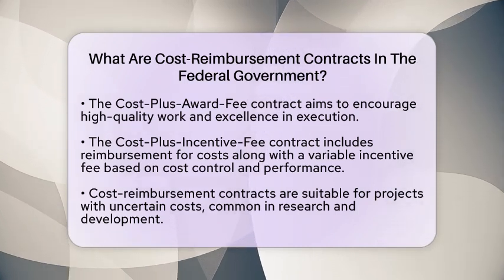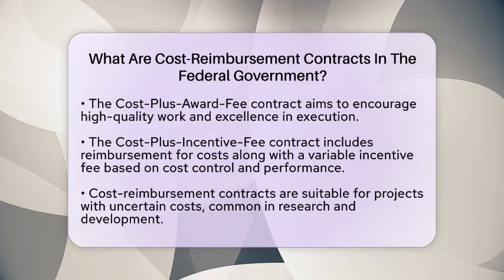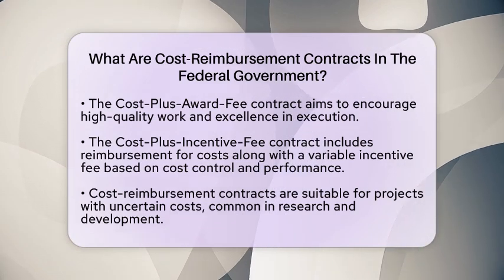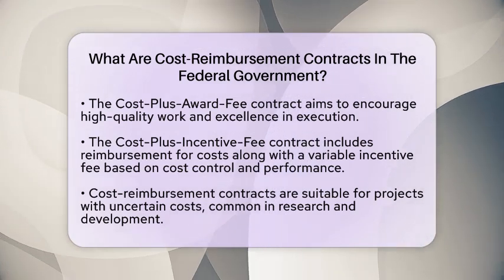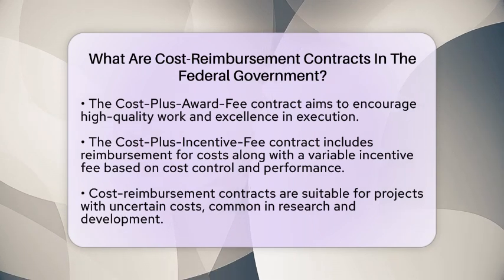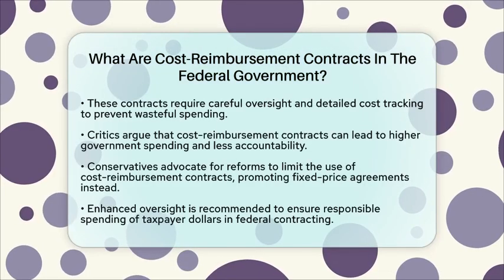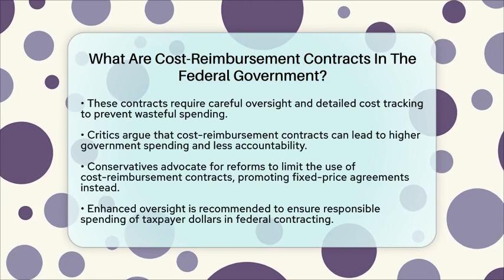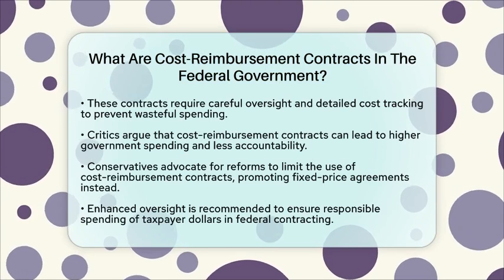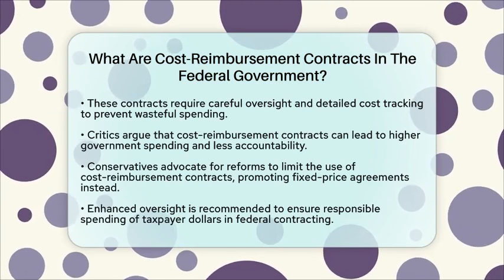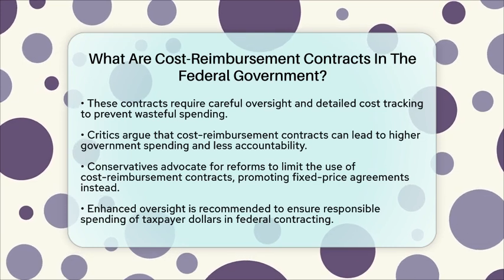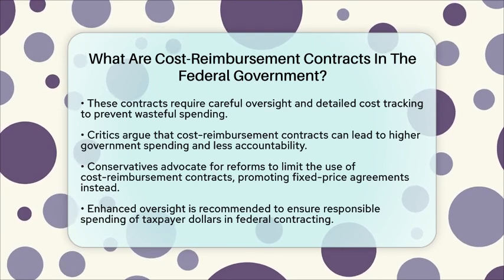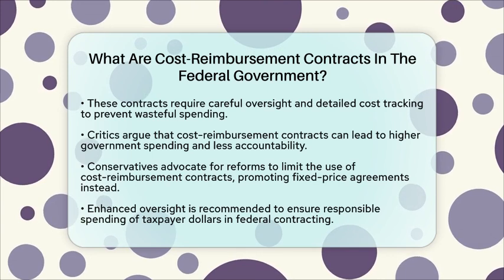From a conservative perspective focused on limited government spending, cost reimbursement contracts can be seen as less efficient. They reduce the contractor's incentive to control costs and shift financial risk to taxpayers. This can lead to higher government spending and less accountability compared to fixed-price contracts, which encourage contractors to deliver results within a set budget. As a result, many conservatives advocate for reforms in federal contracting to limit the use of cost reimbursement contracts. They often promote fixed-price agreements where feasible and call for enhanced oversight to ensure that taxpayer dollars are spent responsibly.